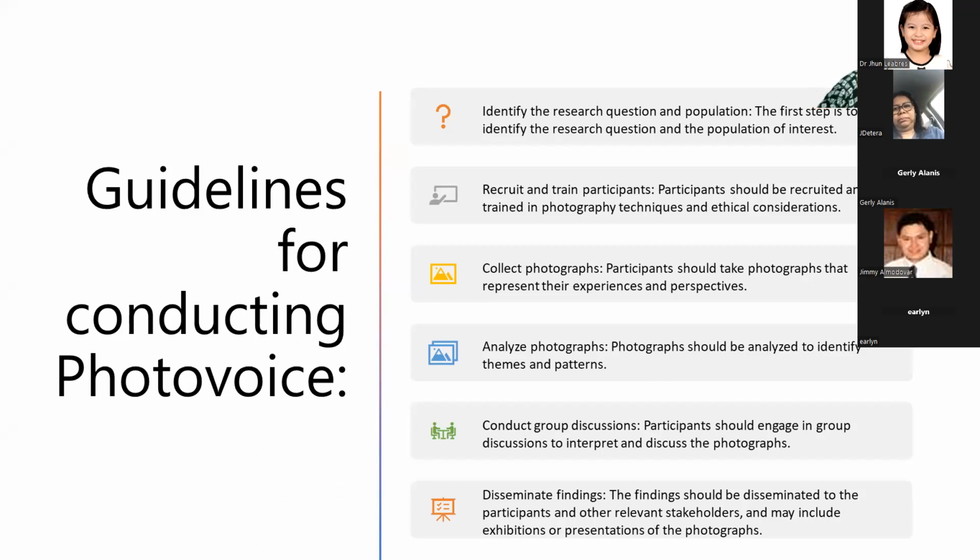Okay. And then document findings. It should be disseminated to the public, not just to the participants. Because the goal of Photo Voice is to effect change in the government or to whomever, a policy, a company. Okay. So you have to show the results in public. Of course, do not disclose the names.